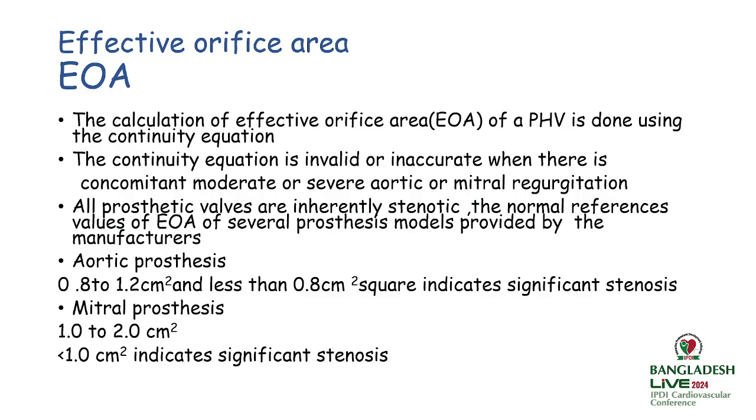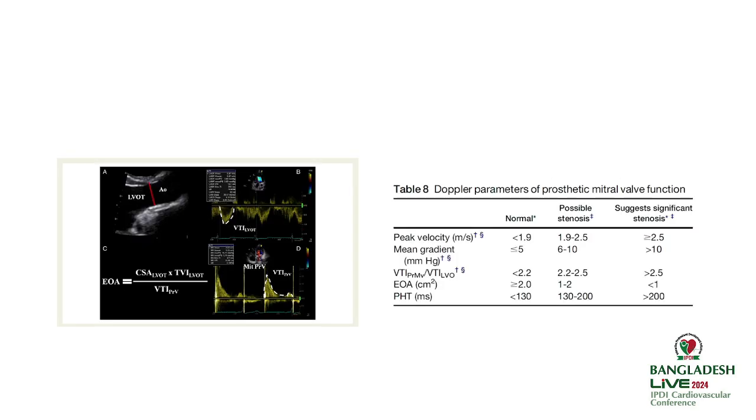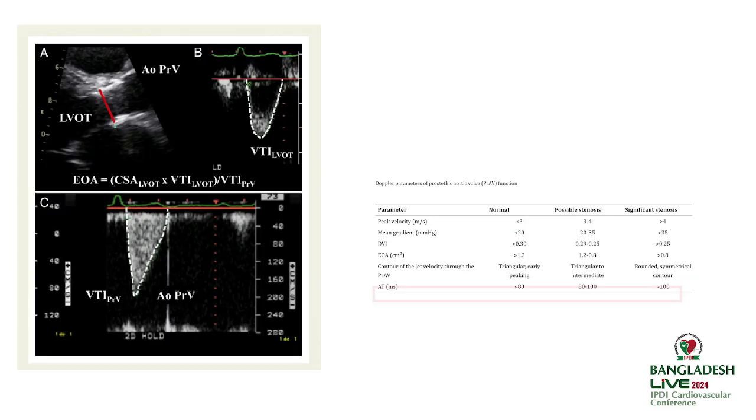They also demonstrated how to measure effective orifice area, and effective orifice area is very important in case of prosthetic valve measurement. In case of aortic prosthesis, if effective orifice area is less than 0.8 square centimeters, we think it has significant stenosis. And in case of mitral, if it is less than 1 square centimeter, it suggests significant stenosis.